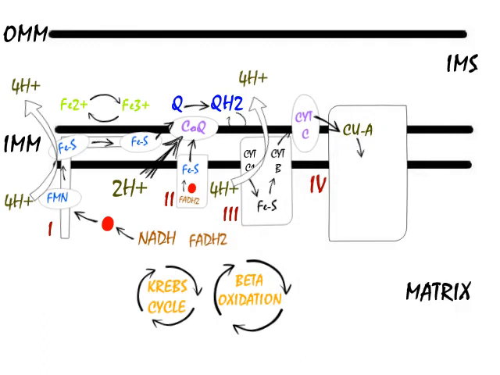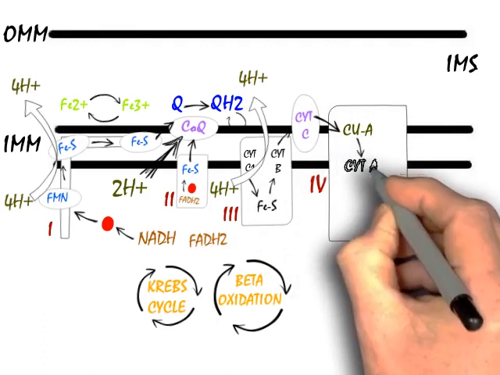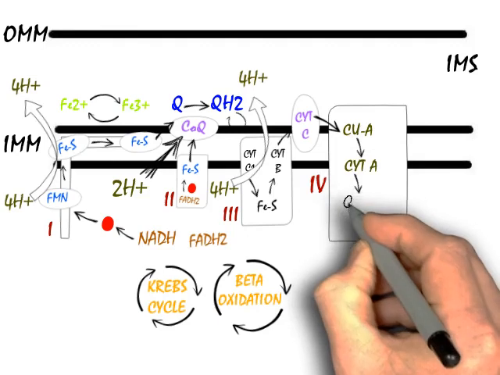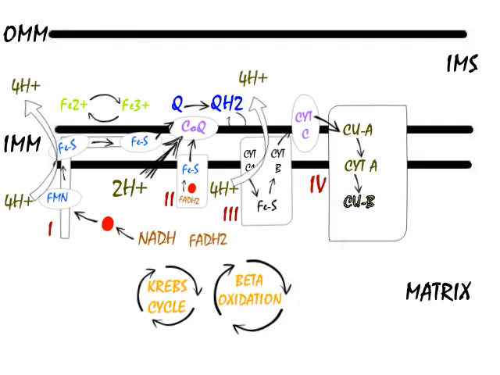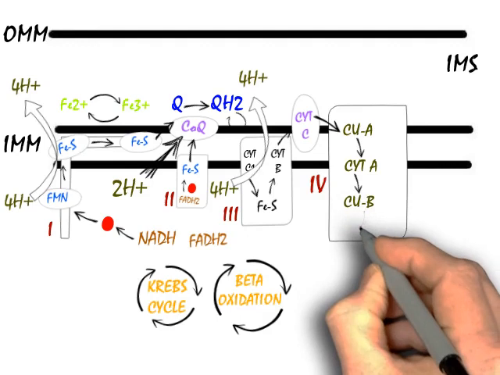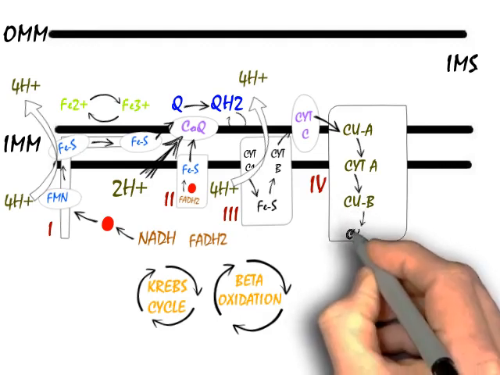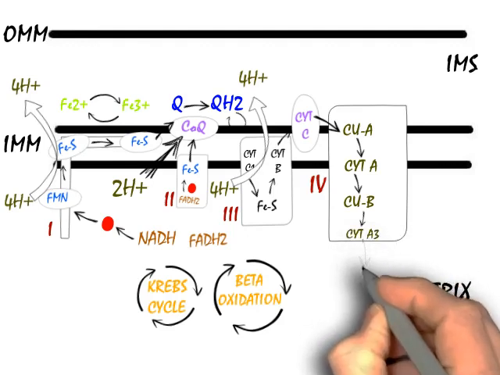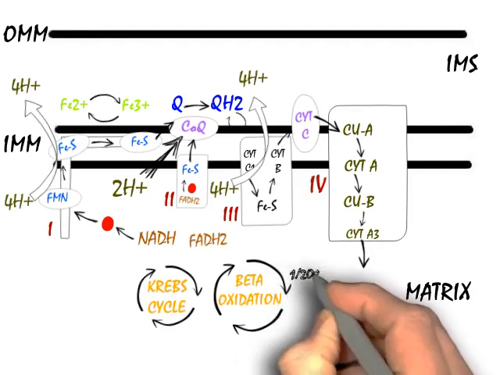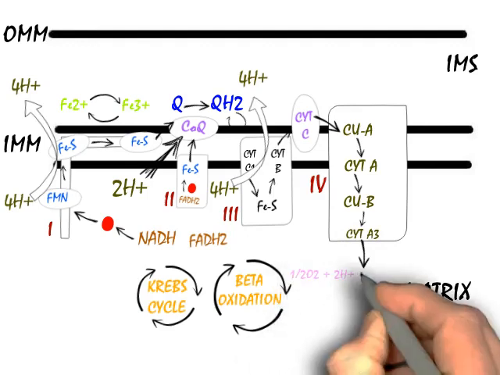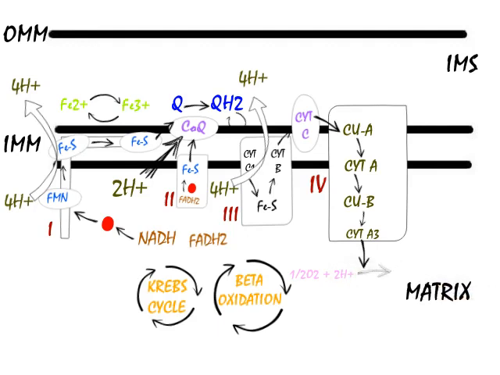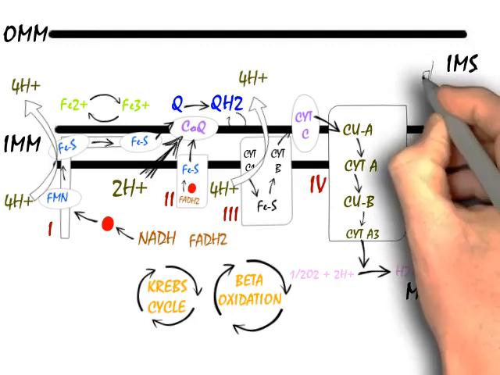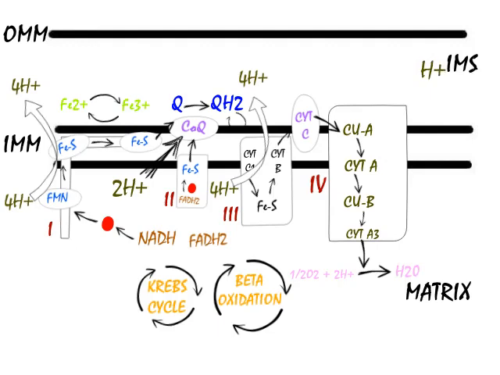In the fourth complex, the electrons are first received by copper ions of A type. Then it donates the electron to cytochrome A, then further to the copper ions of B type. In the final step, it is donated to cytochrome A3. Cytochrome A3 donates the electron to oxygen, which is the final acceptor. The oxygen combines with 2 hydrogen ions from the matrix of mitochondria and gets reduced to water. This redox reaction causes pumping of 2 hydrogen ions from matrix to intermembrane space.